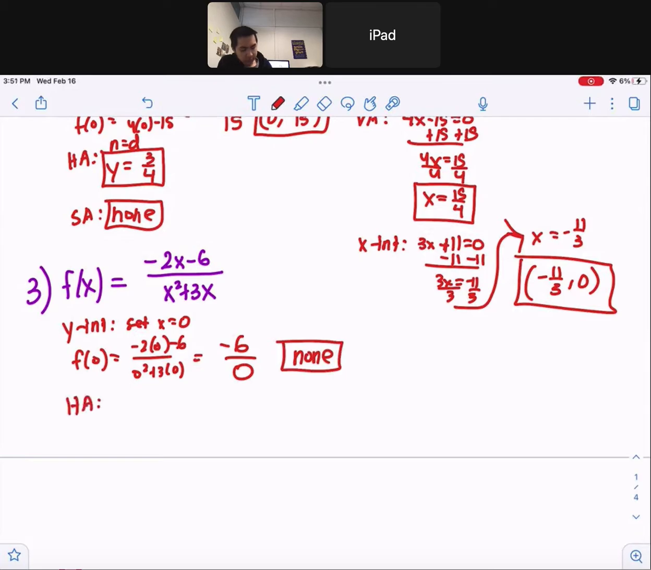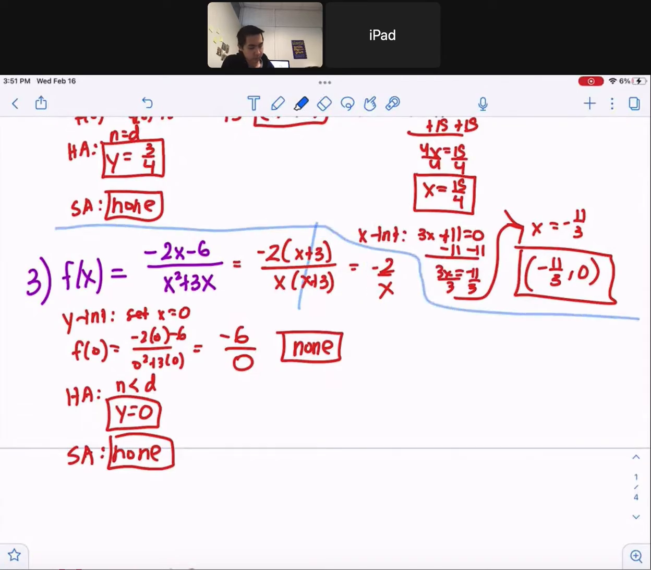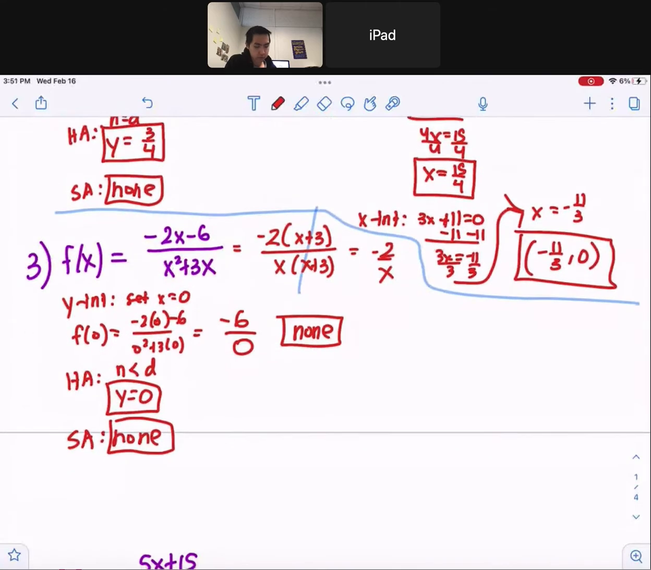Horizontal asymptote. The numerator's degree, which is 1, is less than the denominator's degree, which is 2. So that means the horizontal asymptote is y equals 0. We won't have a slant. So now let's go for our factoring. We can factor out a -2, and we'll get x plus 3. We can factor out an x to get x plus 3. These cancel, so our reduced equation is going to be -2 all over x. And I'm going to separate this so that we don't get confused with the other problem. So there's our reduced equation.